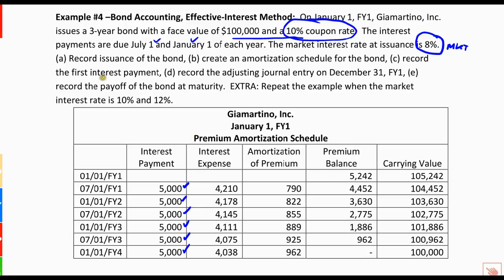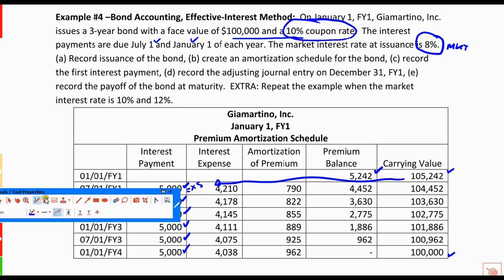So we're going to do the journal entries, but let's look at the schedule first. So we received $105,242. We're going to pay this interest and then pay this $100,000 principal back. But in fact, we're receiving a little bit more than the face value. So what we're going to do is this $5,242 is going to be amortized to interest expense to reduce interest expense a little bit each period. And how do we do that? Well, here's the beginning of period carrying value. So we take it times 5%.